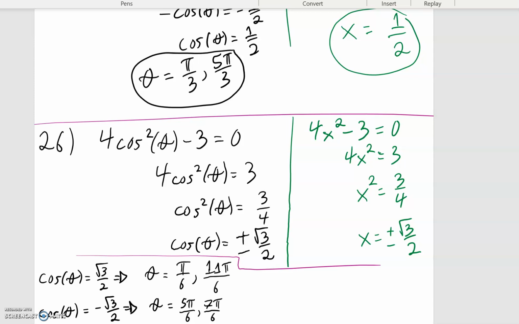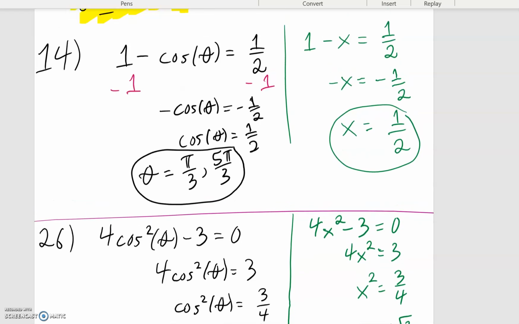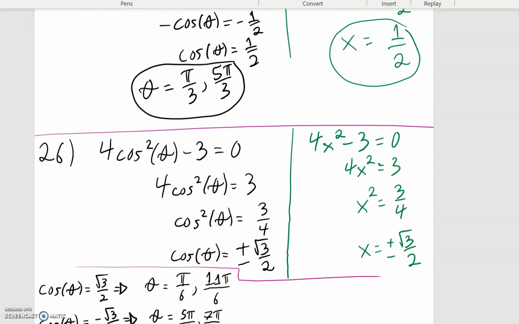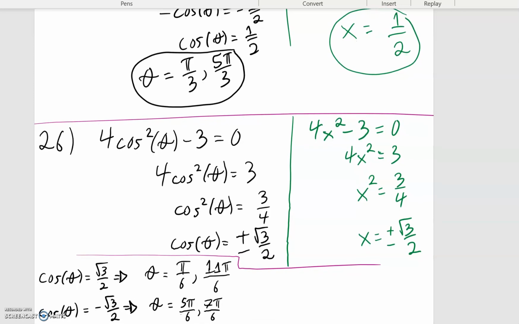You'll notice that the starting steps of this problem, they're the same as the last one. You want to isolate the trigonometric function first. From there, try to use trigonometry to solve for theta.